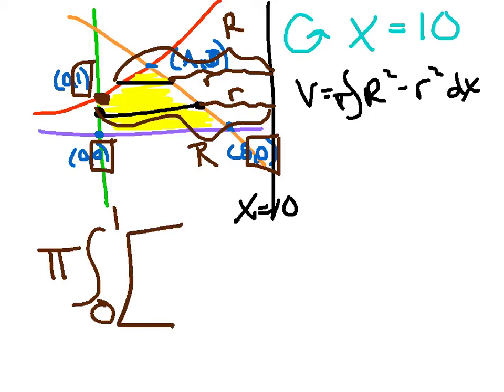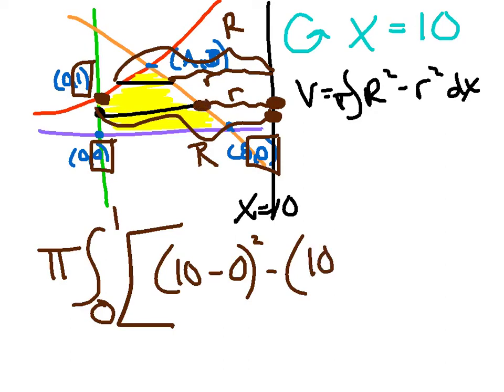All right, so let me start by describing the big rectangle. I'm going right minus left. My right is sitting on 10. My left is sitting on 0. Minus my little rectangle. My right end is sitting on 10. My left end is sitting on this orange line, and you'll recall the orange line was y equals negative x plus 8.